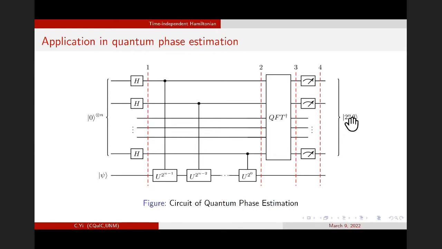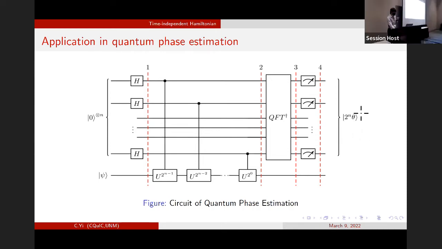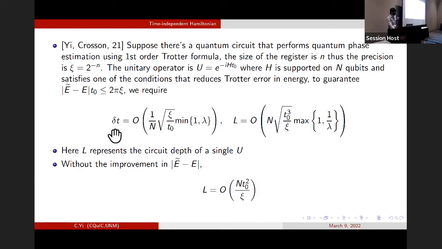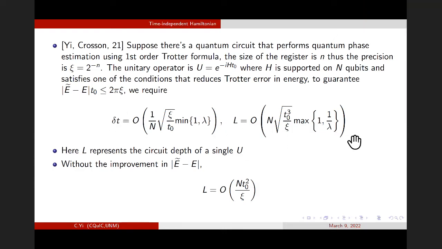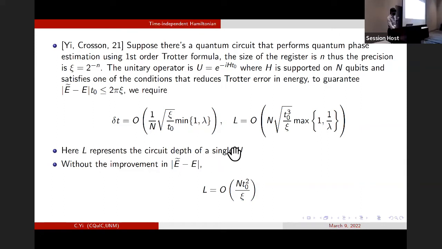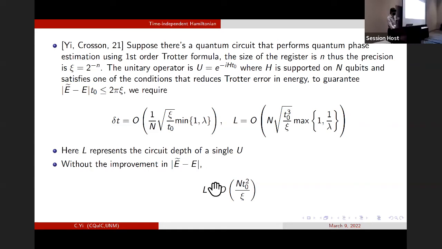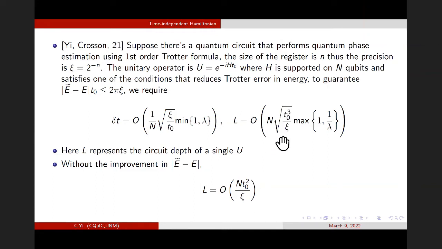Because the size of the register is finite, there must be some intrinsic precision of this algorithm. And if we use a product formula to approximate U, there is also some Trotter error in the final phase. We want to make sure the Trotter error in the phase is smaller than the precision, otherwise the Trotter error will be detected. The requirement on the Trotter step and Trotter number will look like this. And here, this is the circuit depth to construct a single unitary. As a comparison, without the previous improvement, previously the Trotter number is inversely proportional to C. Now it's inversely proportional to the square root of C.